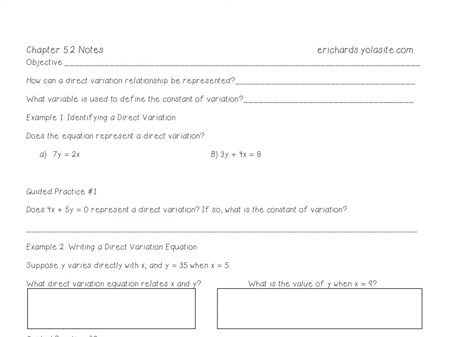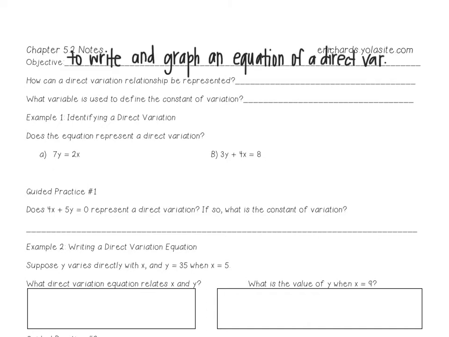Chapter 5.2, Direct Variation. Your objective for this chapter is to write and graph an equation of a direct variation. Before we get started, I want to talk about some vocabulary.